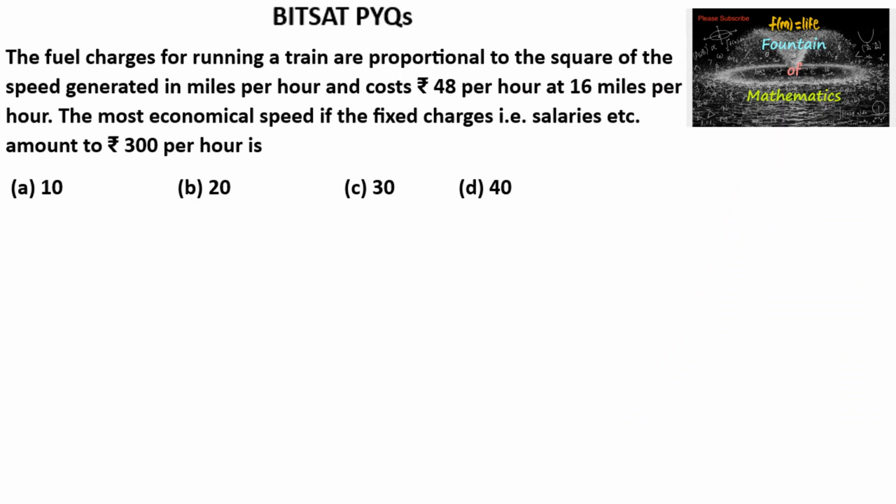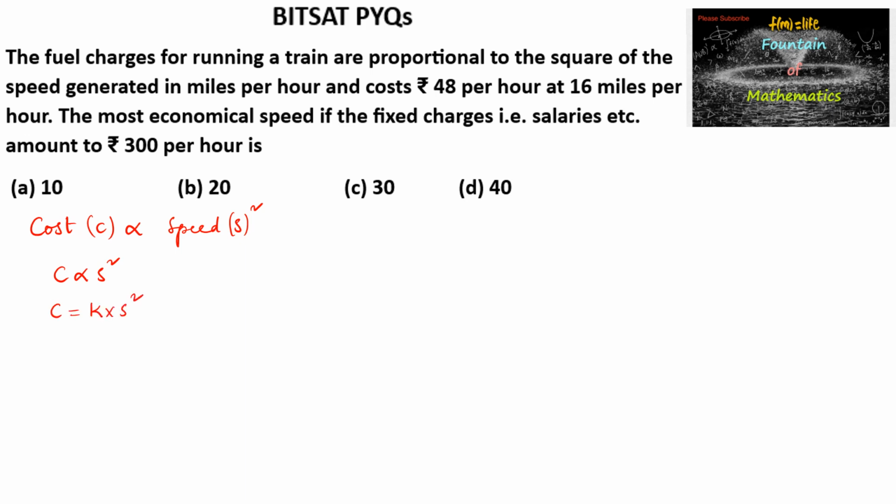Given the fuel charges for running a train are proportional to the square of the speed. So let us consider the cost C is proportional to the square of the speed, S squared. That is, C is proportional to S squared. So we can write C is equal to some proportionality constant times S squared.